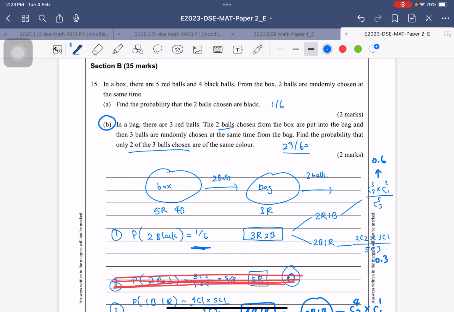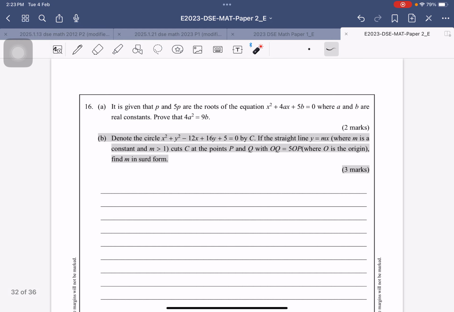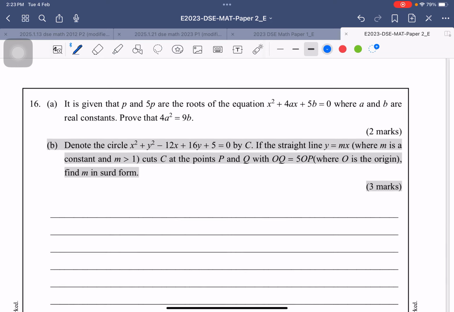Okay, all done? On to question 16. For the questions I highlighted, you don't need to do those, but I will teach some of them as well. But for part A, it's going to be easy.